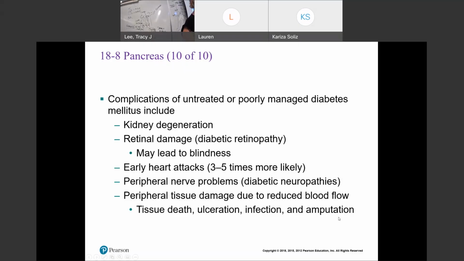Some of it can get so serious that it reduces blood flow, which can lead to sores that don't heal very well, which can lead to gangrene and things like that.